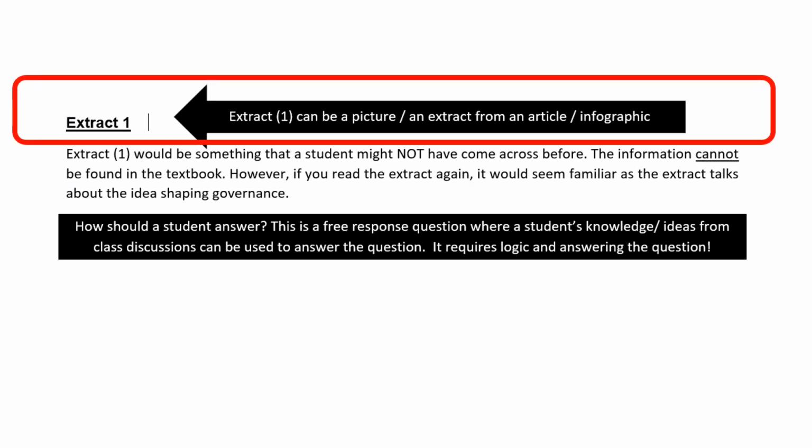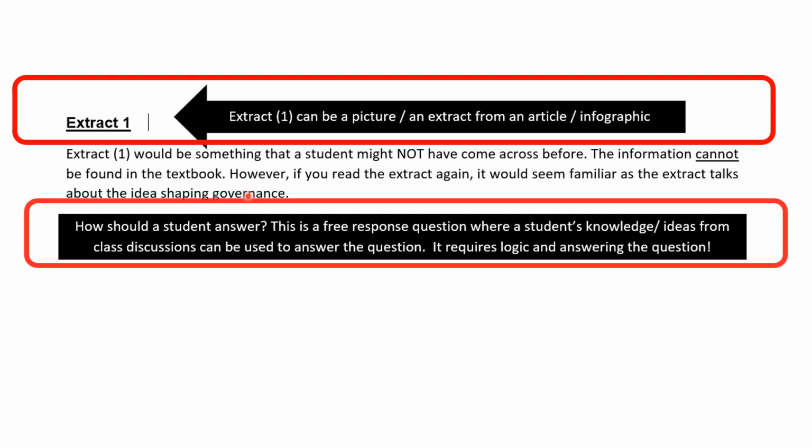So extract 1 can be a picture, it can be an article, it can be an infograph, and then later on I'll show you an example. So just now what we saw was actually just an extract. Okay, it might be something that you have not come across and you cannot really get the information from the textbook, but if let's say the topic is on shaping governance or issue 1, then definitely it is something that we have discussed in class before.